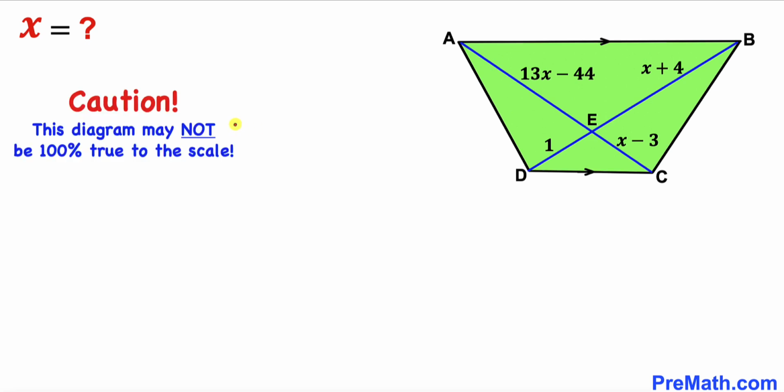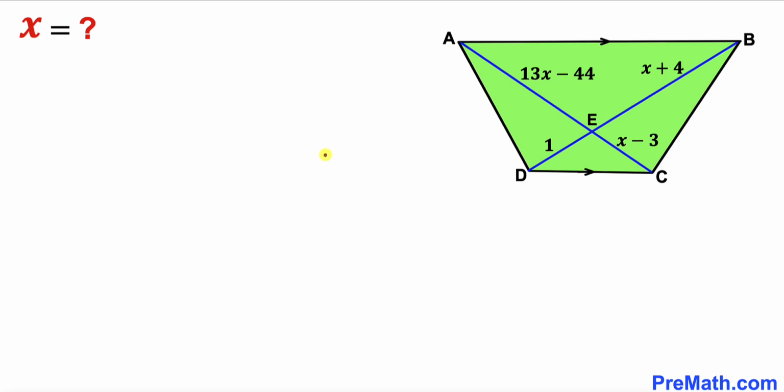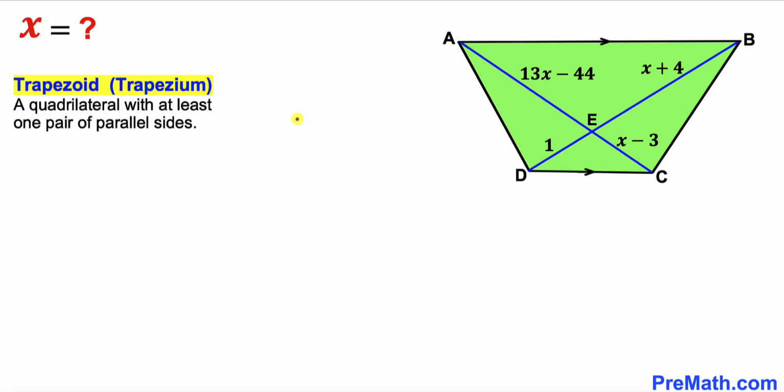Let me make it very clear that this figure may not be 100% true to scale. Let's go ahead and get started with the solution. Before we proceed any further, let me go over the definition of trapezoid. It is also called trapezium, a quadrilateral with at least one pair of parallel sides. As you can see in our diagram, AB and CD are the parallel lines.